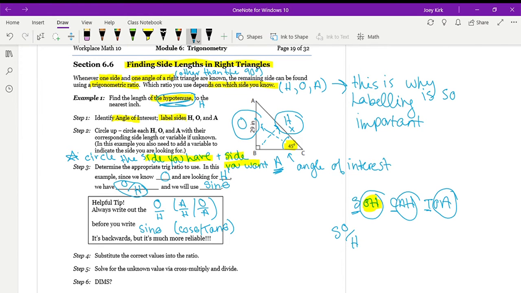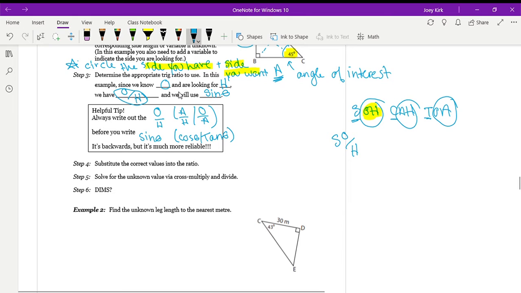So step 4, substitute in the correct values for the ratio. So if we're going to do that, I'm going to move this over here. I'm going to change color just so it doesn't get confusing.